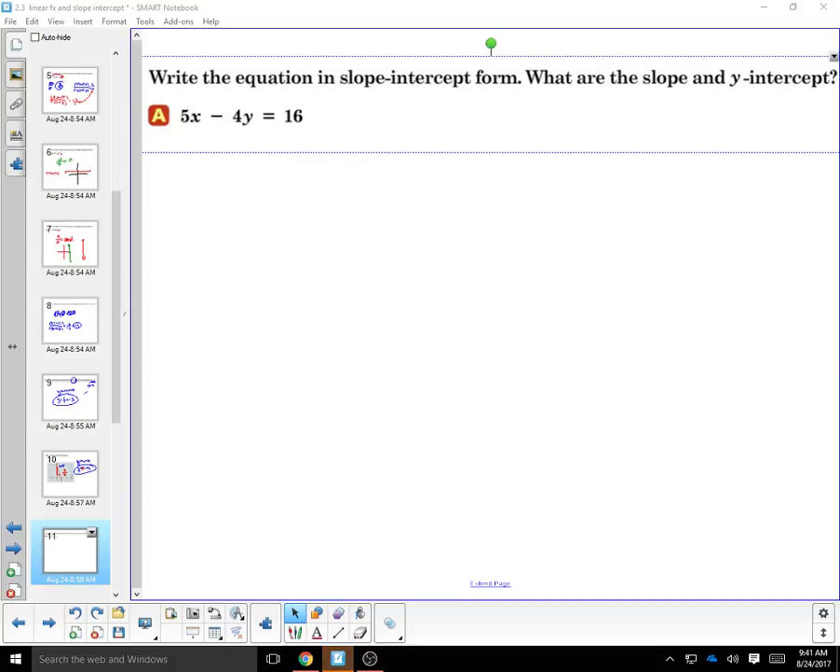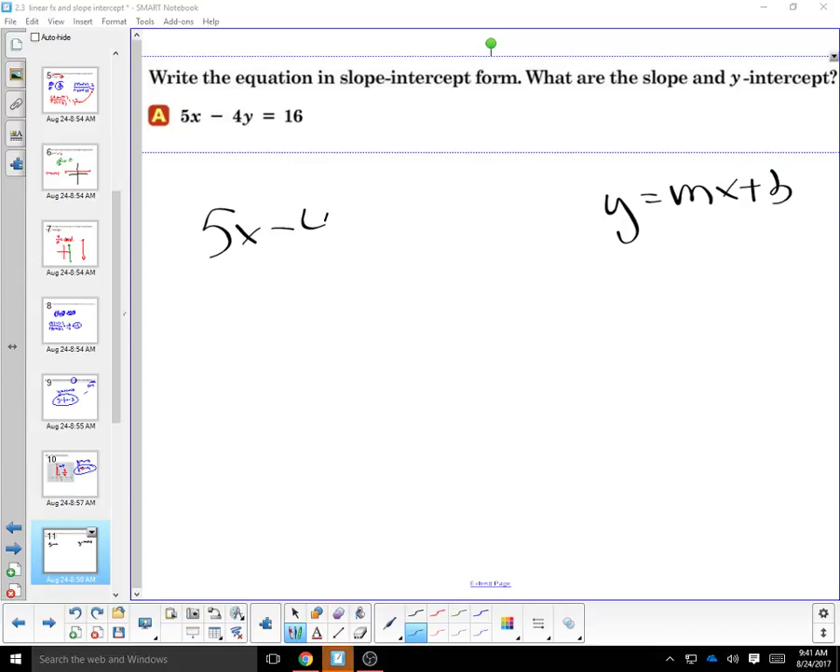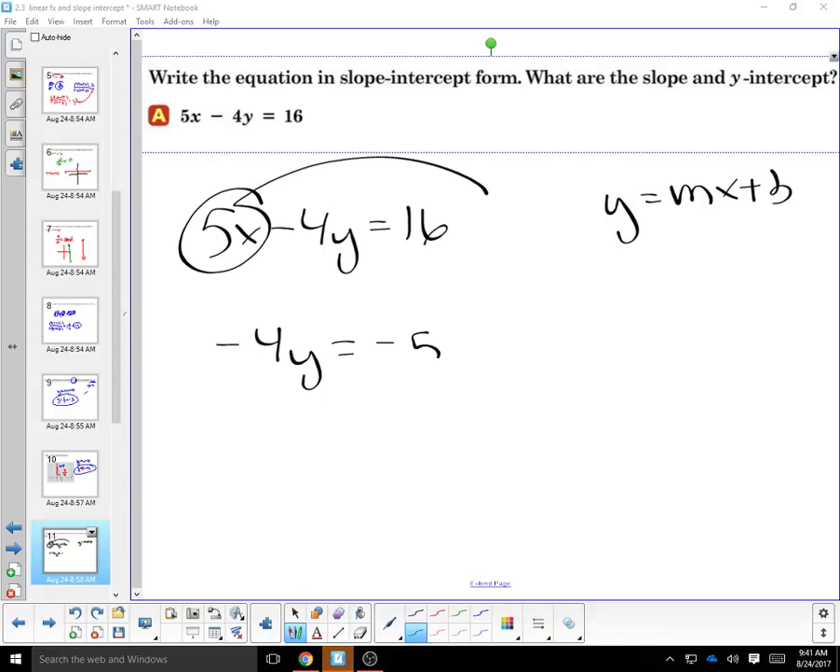I've got a formula now that's in standard form. I need it to be in slope-intercept form. Well, I know that slope-intercept form says y equals mx plus b. So I have to solve it for y. Well, at this point, this is just some algebra. What needs to be on that side? The 5x or the 4y? So I'm just going to throw it over. Negative 4y is equal to negative 5x plus 16.